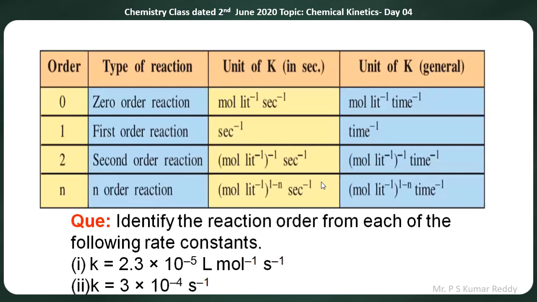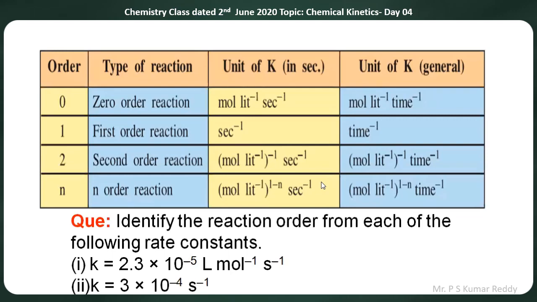So here on the screen you can see the order of the reaction and its units, and there are two questions given there. In this, they had given: identify the reaction order from each of the following rate constants. They had given the rate constants and are asking us to find out what is the order of the reaction.